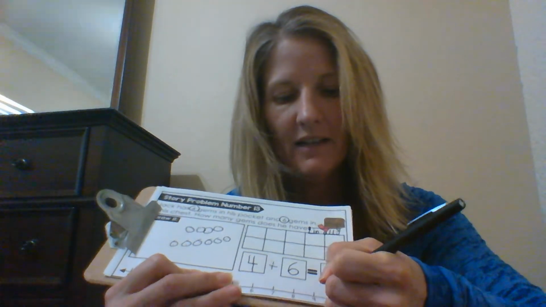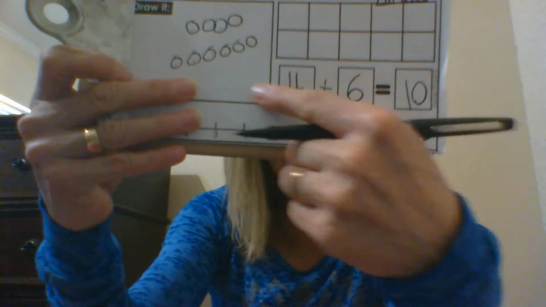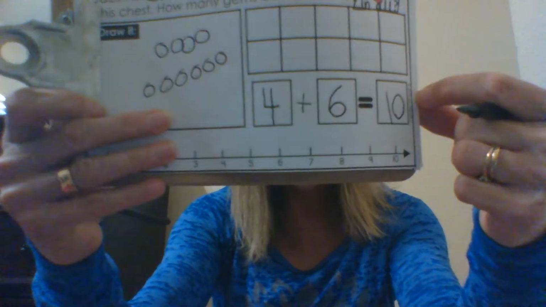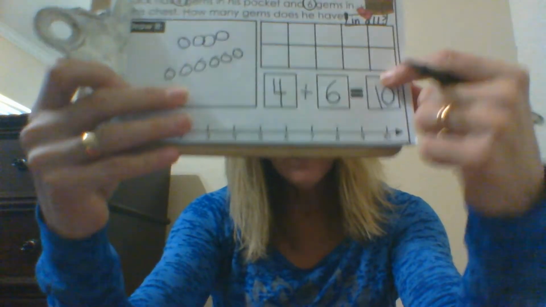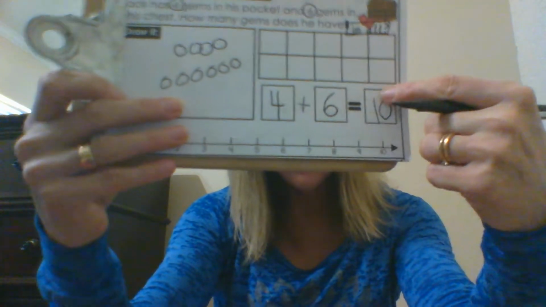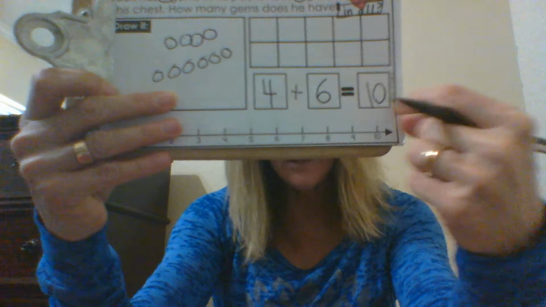1, 2, 3, 4, 5, 6, 7, 8, 9, 10. Because 4 plus 6 equals 10. And some of you maybe even solved that in your head. That's awesome. But I want you to practice writing out your number sentence. Just like we read left to right, our number sentences go left to right as well. 4 plus 6 equals 10.